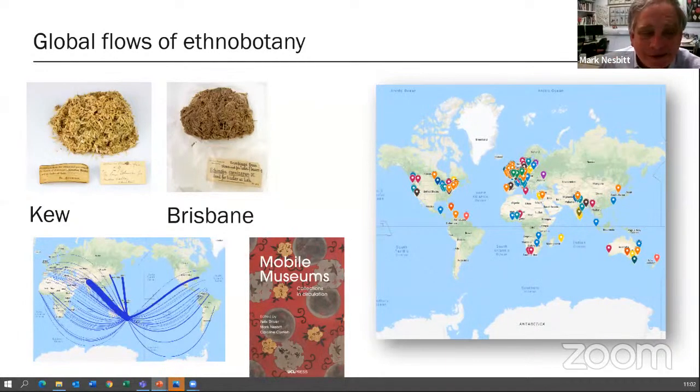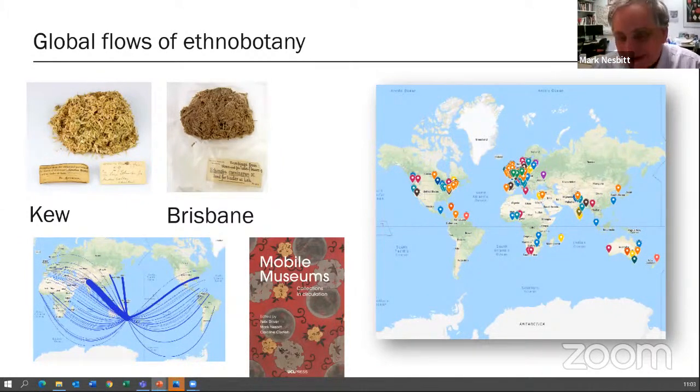Here's an example of how duplicates work. So this is Echinops scrapings from the stems that are used for tinder. So this is very light material. And you see here the Kew specimen, the Kew printed label. And then you can see the sample has been split, and material has also been sent to the Museum of Economic Botany in Brisbane, where it still sits in the Queensland Museum.